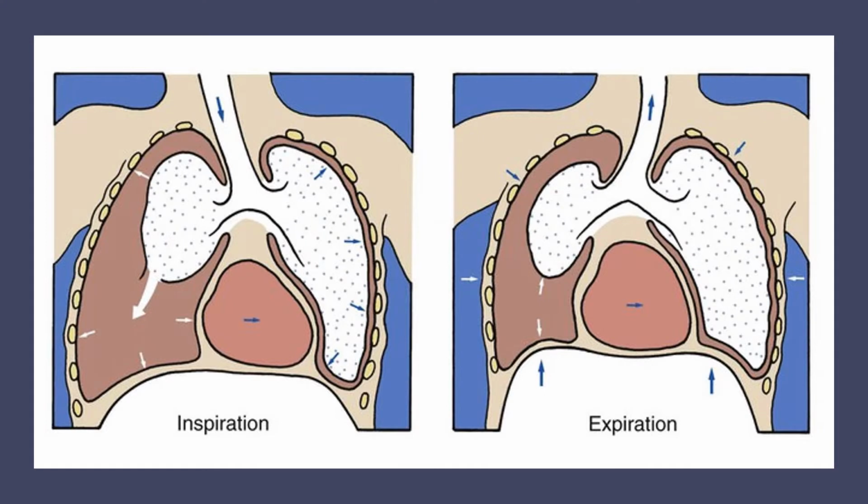So this is showing a right-sided pneumothorax. This is a rupture in the visceral pleura, right? This is a rupture from inside.